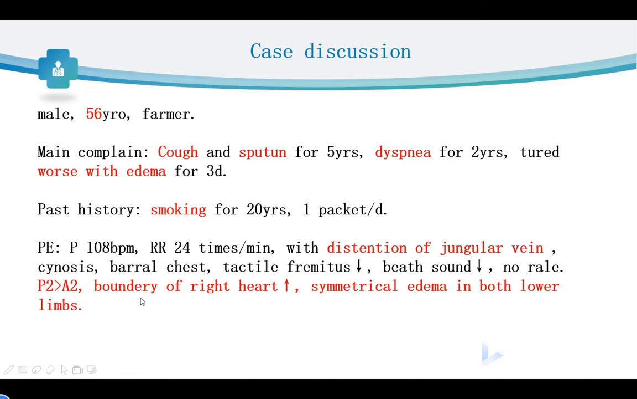And we can also find the increased boundary of the right heart. In the lower limbs, we can find symmetrical edema in both lower limbs. And now think about this question. What's your initial diagnosis?